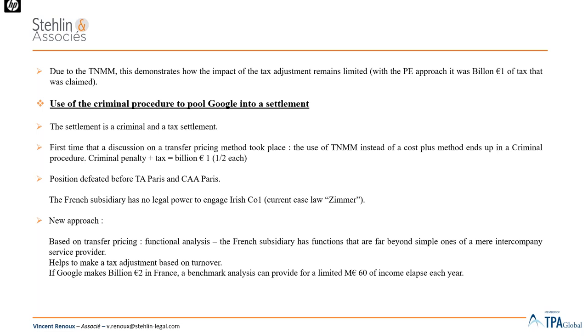So by doing that, they could enter into the criminal procedure, and they used this criminal procedure to pull Google into a settlement, because they said, okay, your transfer pricing approach is not correct, and there was tax avoidance because you should have declared a TNMM, and calculated the profits of the French subsidiaries otherwise.